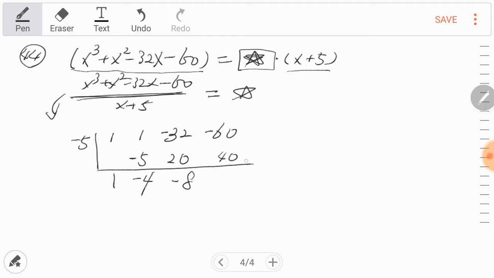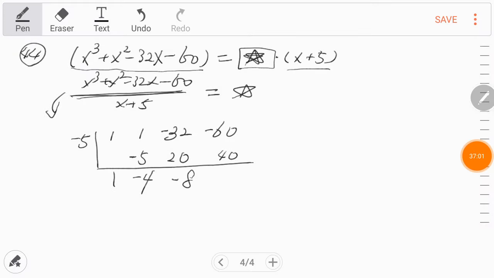We should have 0 as a remainder. Let me check. I'm sorry, when we add these two, this should be negative 12. Why did I make negative 8? So negative 12, and then multiply negative 5 and negative 12 is positive 60. Once we add these two, the remainder is 0. The remainder always has to be 0 because this is factorable, and x plus 5 is one of the factors.